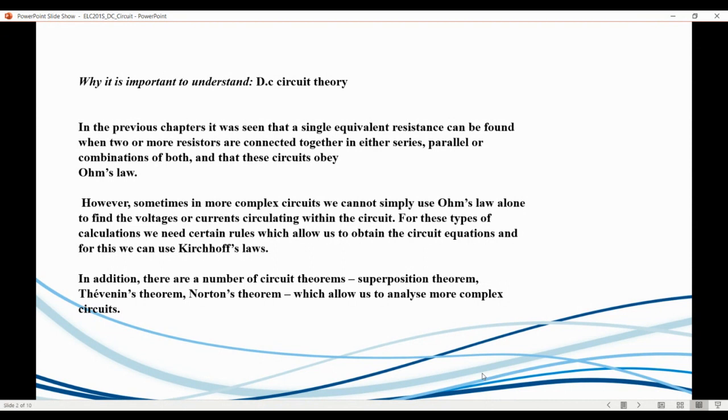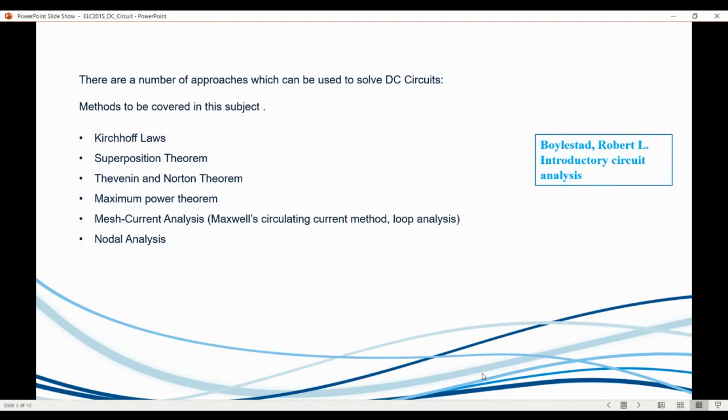Kirchhoff's law is a very powerful law, and this is what we're starting with today. And then there are also other theorems: superposition, Thevenin, Norton. That's what we'll be covering here. But there are also a number of other approaches covered in the book: Kirchhoff's law, superposition, Thevenin, Norton, the maximum power theorem, mesh current, and nodal analysis. The last two are my favorite. I think for us, we'll be only covering the first four.